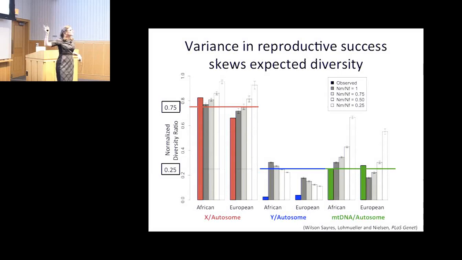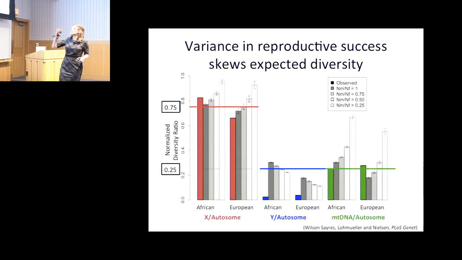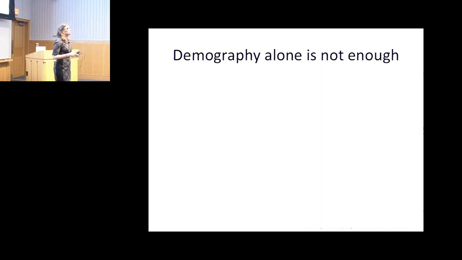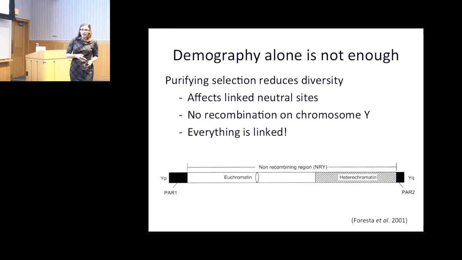So when you look at the genome-wide patterns, you don't get a good picture using just skewing the number of males that are contributing to the next generation. Definitely there is some variance in male reproductive success. There is some level, but it's not an extreme variance, and it's not enough to explain the low Y diversity. So if demography alone is not enough, what else is there? Well, there's purifying selection. Purifying selection acts on linked neutral sites. On the Y chromosome, there's no recombination over most of the Y chromosome, so everything is linked. If selection gets rid of a very deleterious mutation, then it will get rid of all the linked neutral variation also.